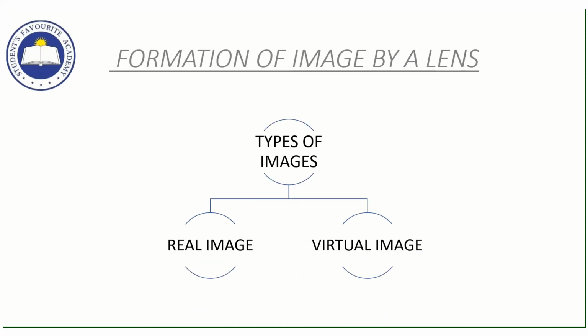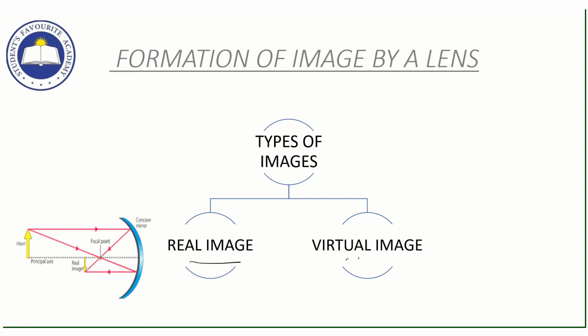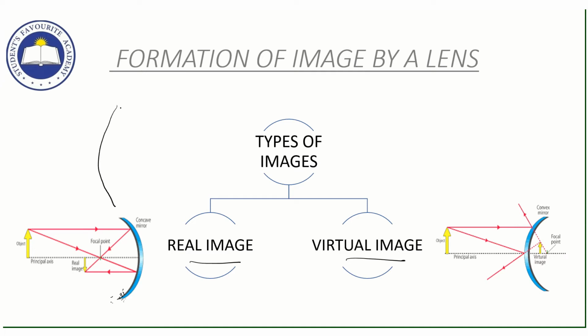Now formation of image. There are two types of images, real image and virtual image. For example, this is the object kept, and this is a concave mirror. Anyway, this diagram is of a mirror, concave mirror, but lens will be different. In the same way, it will be like this in case of a lens.